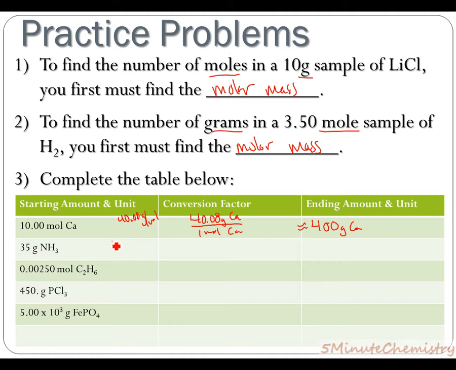Our nitrogen 14.01, hydrogen 1.01 times 3. So that's 14 plus 3, going to give you 17.04 as its molar mass. But this time I start with grams, so it's 17.04 grams on the bottom and the 1 mole of NH3 up on top. Now we're going to approximate this again.